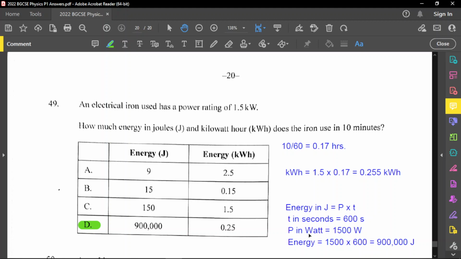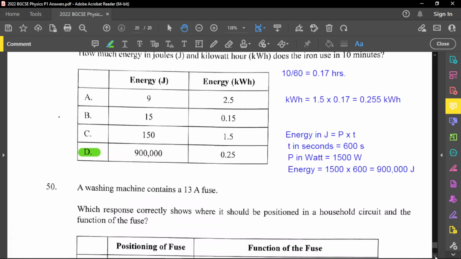And the power, we need to convert to watts. We have 1.5 kilowatts, and if we multiply this by 1,000, we get 1,500 watts. Since you have the power in watts and the time in seconds, all you need to do is multiply them as power times time and you get 900,000 joules. So we know that D is the correct answer. Again, you can pause this and go through the calculation over and over to ensure that you understand it.